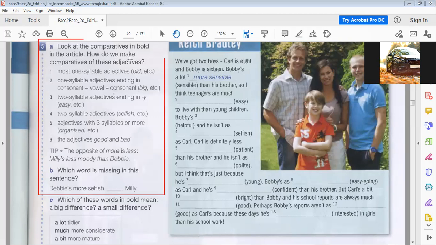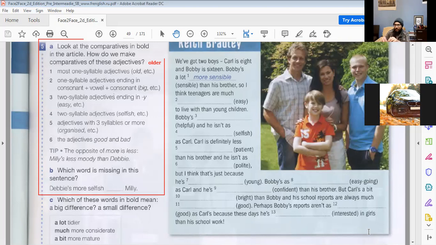So here it says, look at the comparatives in bold. How do we make comparatives of these adjectives? If you have a one-syllable adjective like old, what's the comparative? We use ER. That's correct. Only ER, right? Old, older. What about a one-syllable adjective where the spelling is consonant, vowel, consonant? What do we do? Here it's still one syllable, like for example big. What's the comparative of big? We use another G and we use ER. Exactly. So it's ER, the same rule as number 1, but there's a change in spelling. We double the last letter.